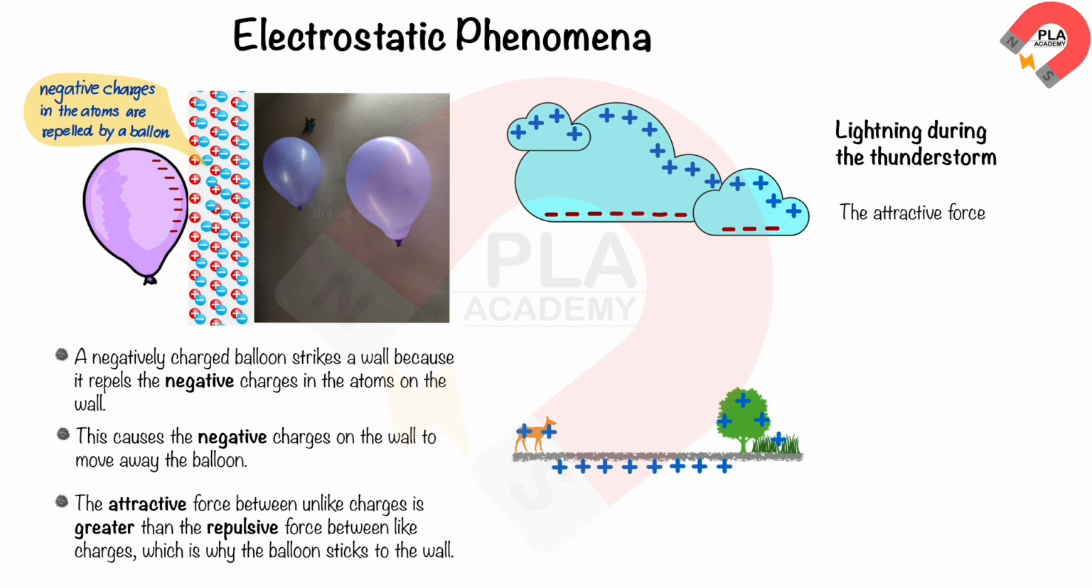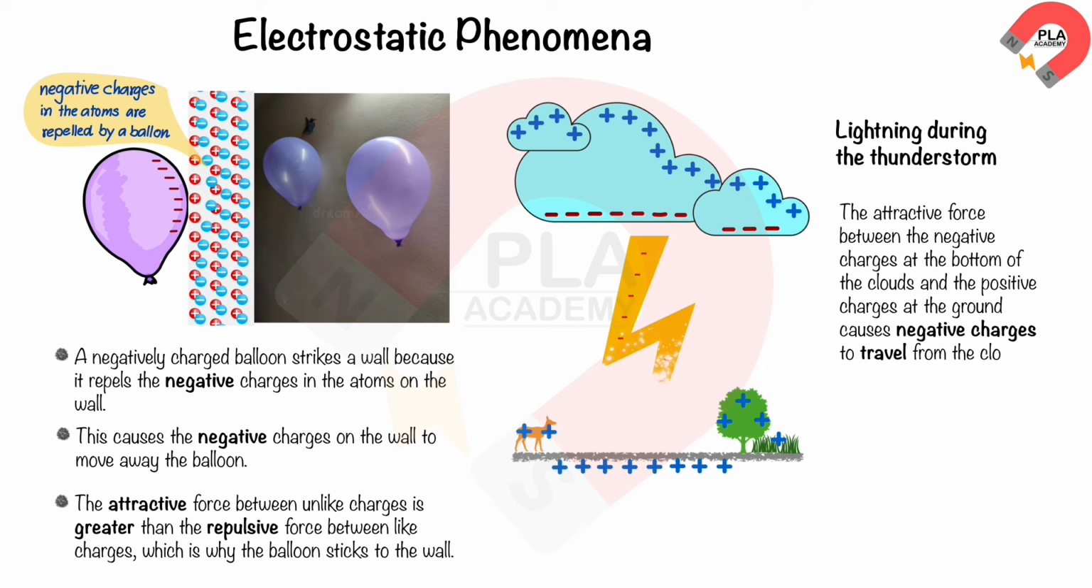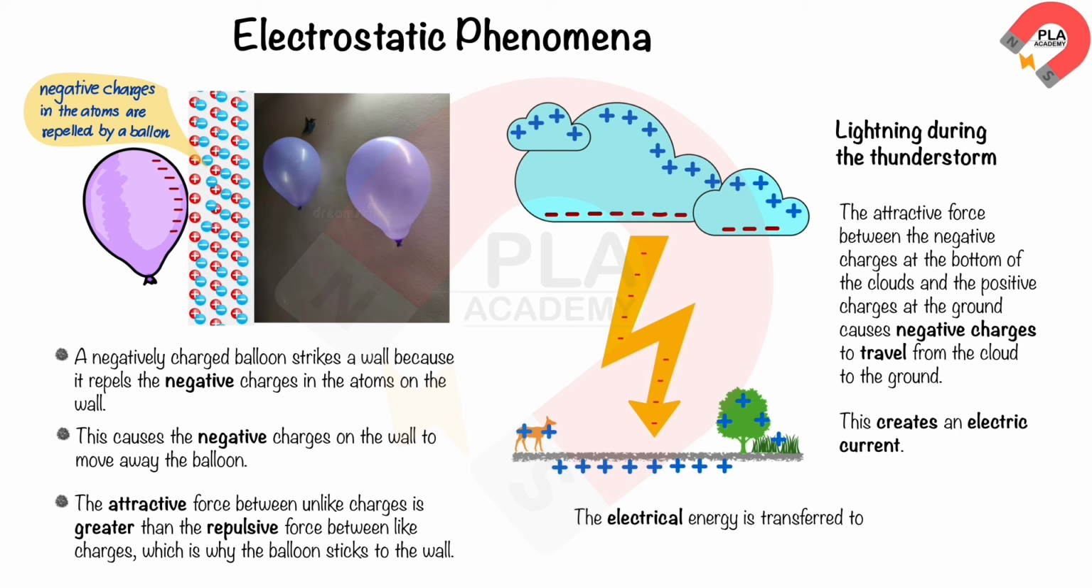The attractive force between the bottom of the clouds and the positive charges at the ground causes negative charges to travel from the cloud to the ground. This creates an electric current. The electrical energy is transferred to light, heat, and sound energies.